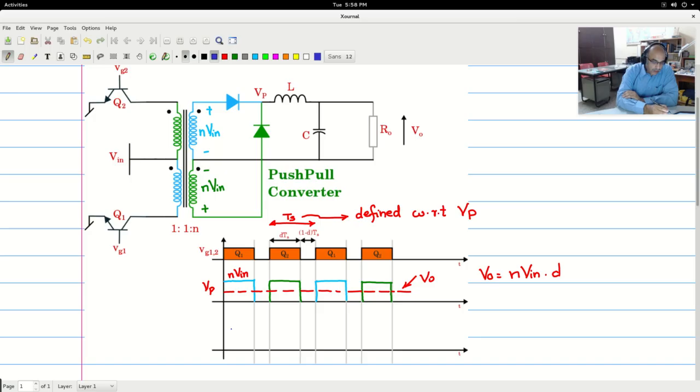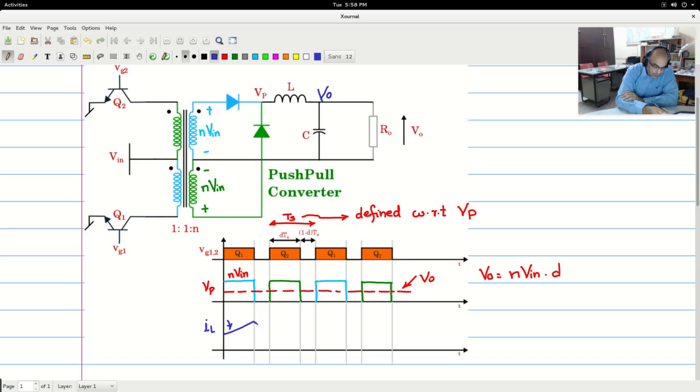Let us look at the current through the inductor, IL. So during the time when Q1 is on, we see that the blue portion of the circuit is active, and at the pole you have NVin. So NVin minus V0 by L will be the rate at which the current will increase in the inductor. So this rate is NVin minus V0 by L. So that is the rate at which it will increase.